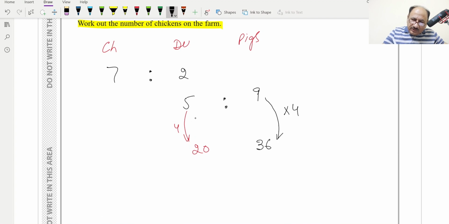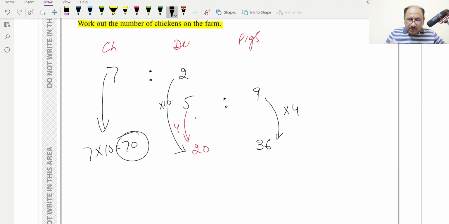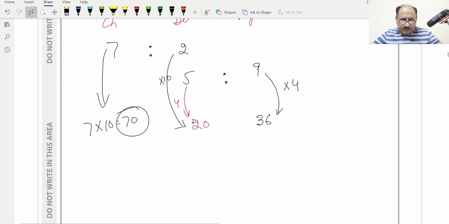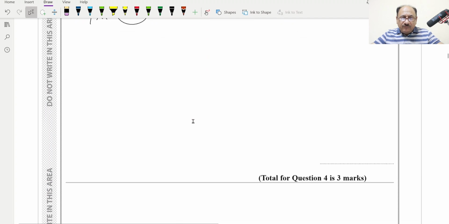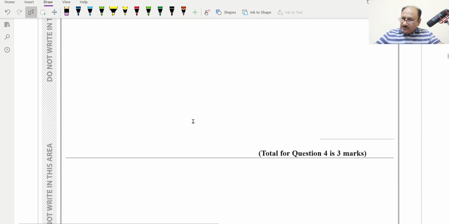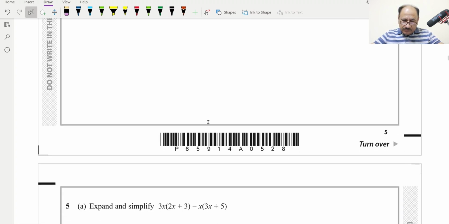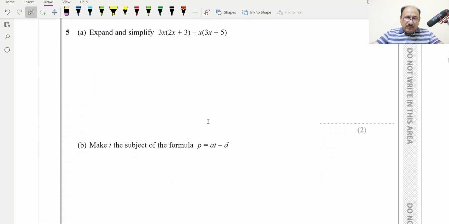So how will we reach the 20 ducks? This will be multiplied by 10, so this will also be multiplied by 10. So 7 multiplied by 10 is equal to 70. So there will be 70 chickens on the farm, which we can provide as the answer over here. 70 chickens basically. Question number 5, we have to expand and simplify this expression.